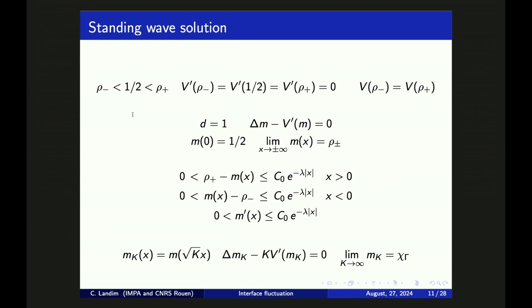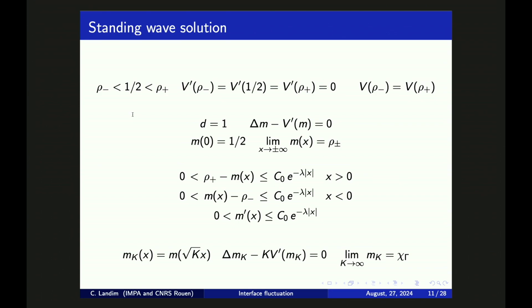We will be in dimension 1. What I claim is that there exists a solution now in R which tends to rho plus at plus infinity and rho minus at minus infinity. There's an invariance by translation, so to fix uniqueness, let's say that at 0 it is equal to 1/2. That will be the standing wave solution of our equation. One can prove that this standing wave solution converges exponentially fast to rho plus and rho minus, and that its derivative also decreases exponentially fast.